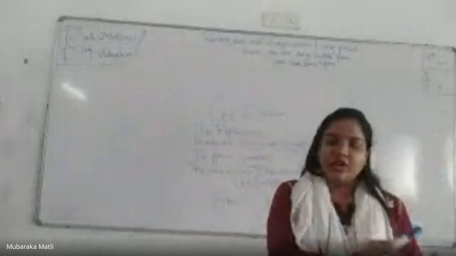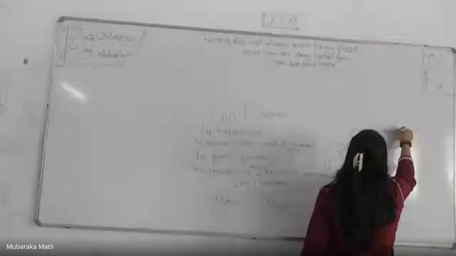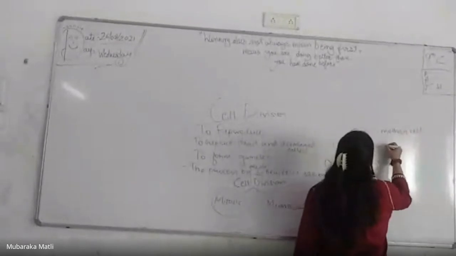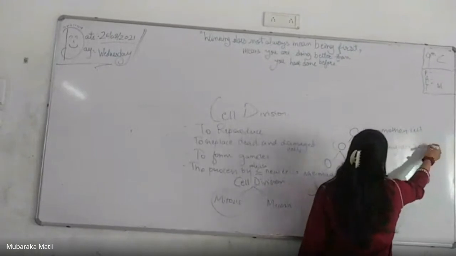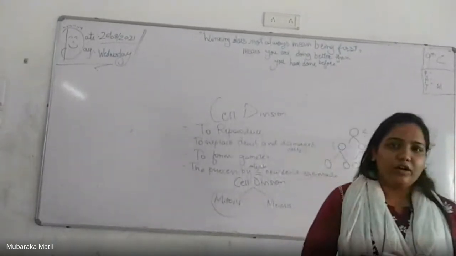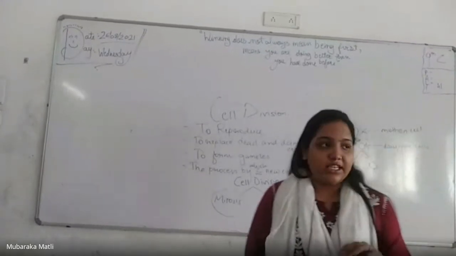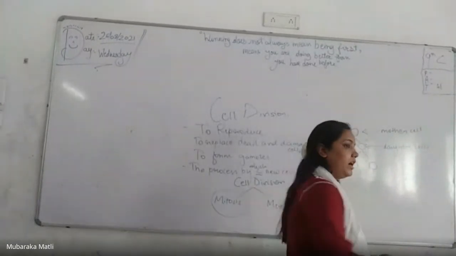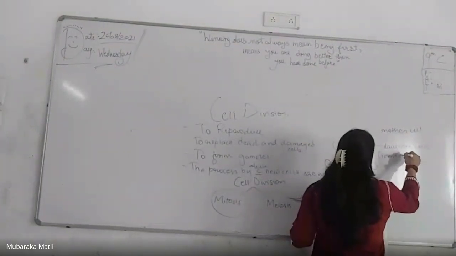In this process, each cell called mother cell divides to form two identical daughter cells. Now, this cell is called mother cell, and the two cells which it produces are called daughter cells. The cell from which it divides is called mother cell, and the new cells are daughter cells, and they are identical. Identical means same. Okay?